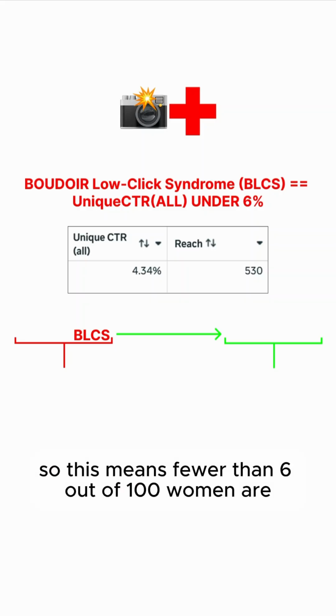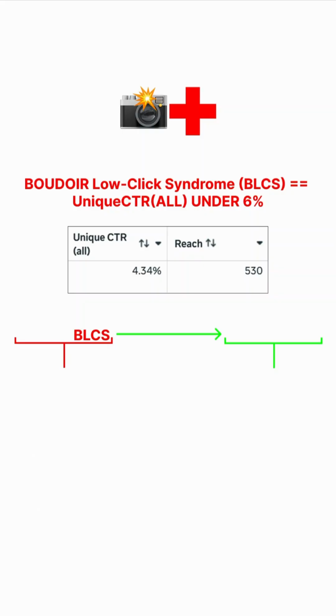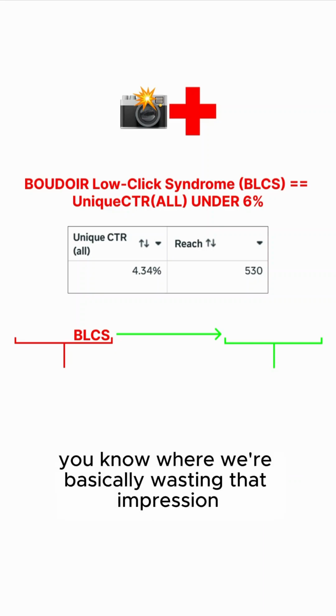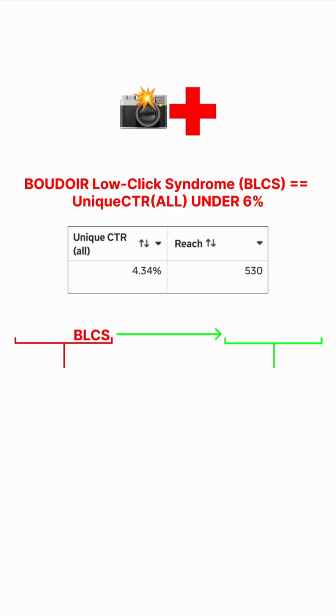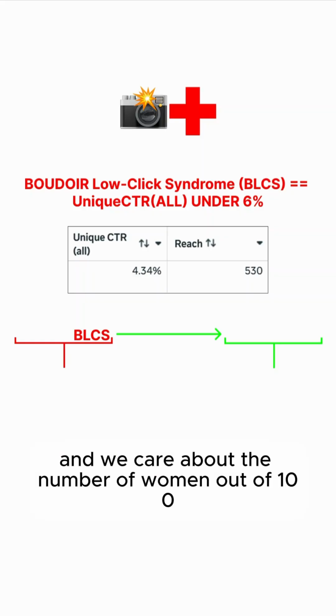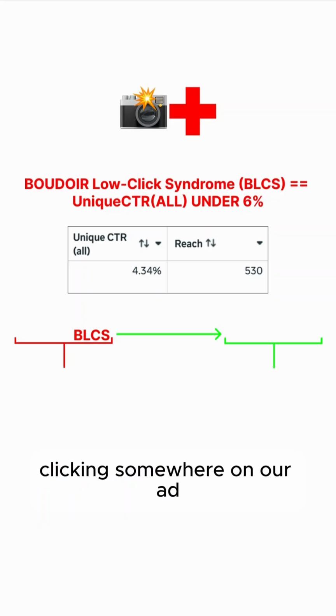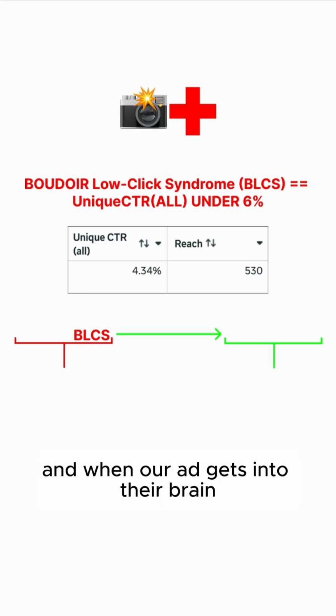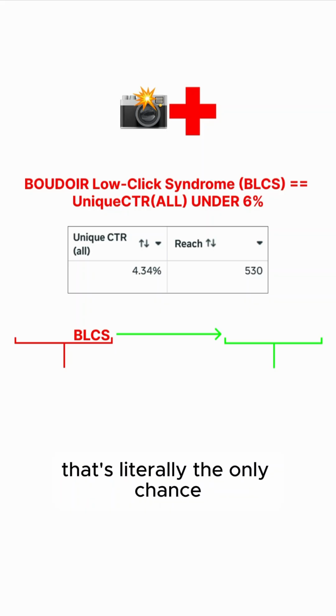So this means fewer than 6 out of 100 women are clicking somewhere on our ad, aka it's the number of women out of 100 that are not simply scrolling right on by, where we're basically wasting that impression. And we care about the number of women out of 100 clicking somewhere on our ad because then we know our ad got into their brain. And when our ad gets into their brain, that's literally the only chance we have at them buying from us.